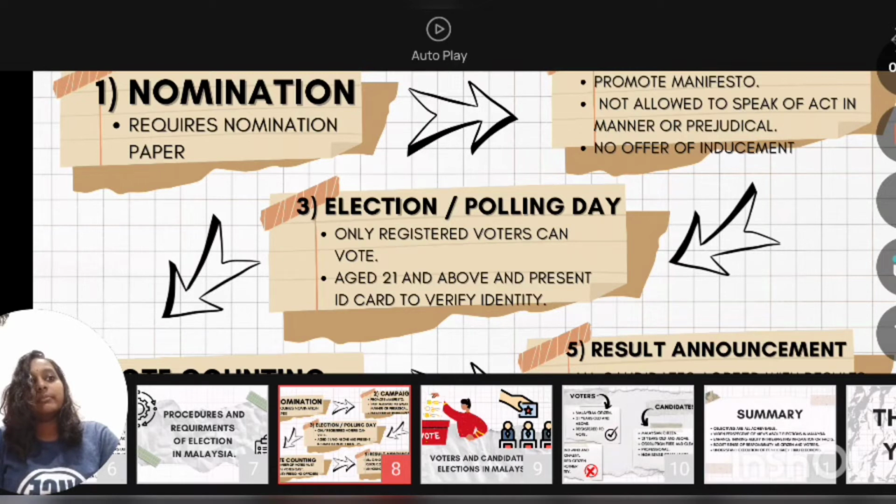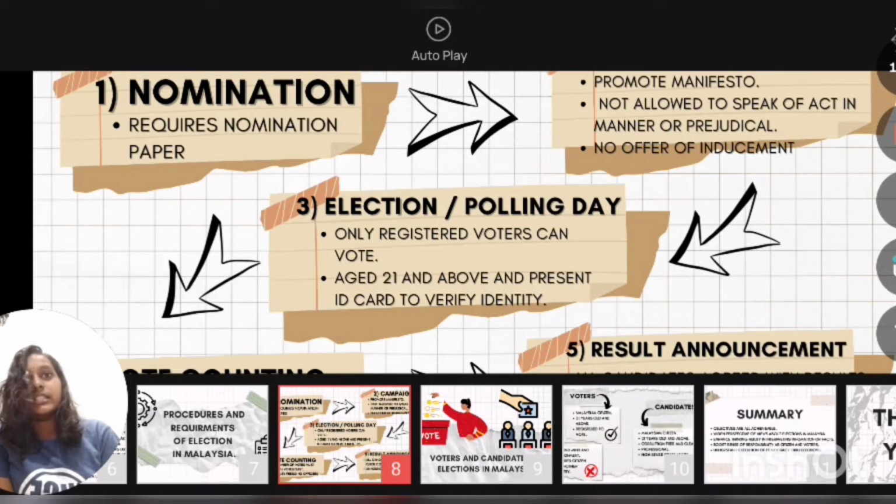So the second part of the procedure and requirement is the campaign. Once nomination of candidates for election has been done, all candidates will then perform a campaign to promote their manifesto. The campaign is usually set for 10 days, and it shall be between the day of nomination and polling day.